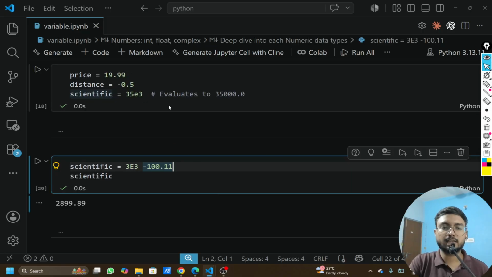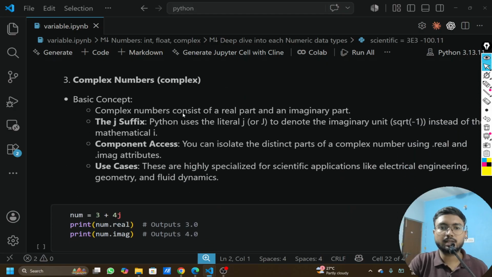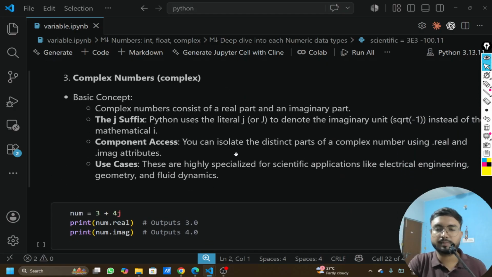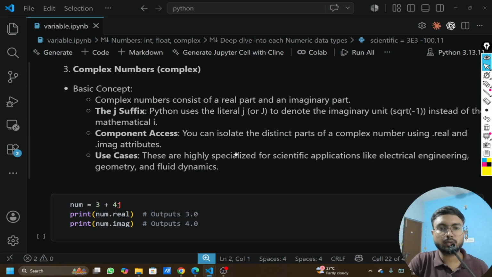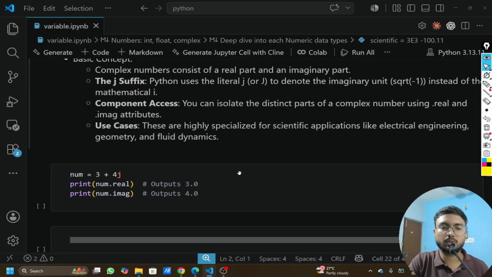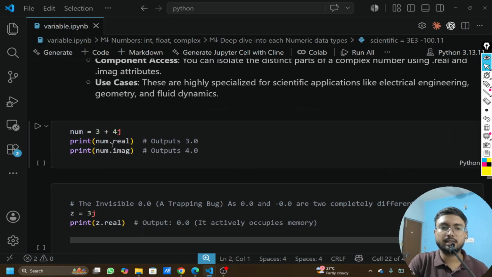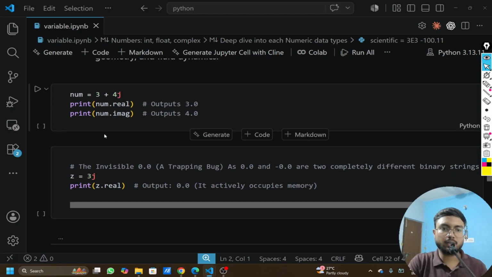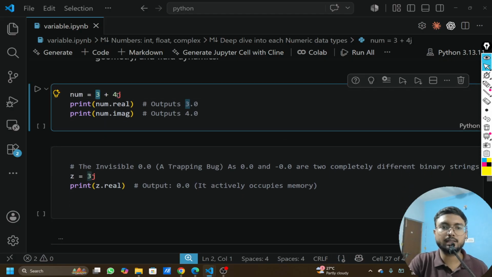So all these three can interact together. It's not a problem. Now let's talk about the complex number. We already learned about this complex number, so let's just go into the code and try to run this. Here we have the flexibility that we can also fetch the real value and the imaginary value. For that, we have the real and imag attributes, and we can pull that.